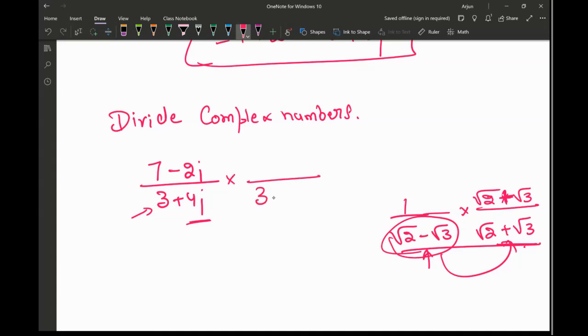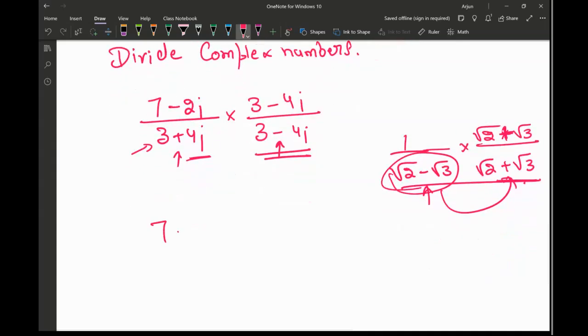Here you're going to say 3 minus 4 iota, or j. If I'm using this term on the denominator, I have to use the same term on the top. I'm using negative because down here it is a positive sign. So 3 minus 4 iota, and then 7 minus 2 iota multiplied by 3 minus 4 iota, and on the bottom you're going to use the difference of squares formula.